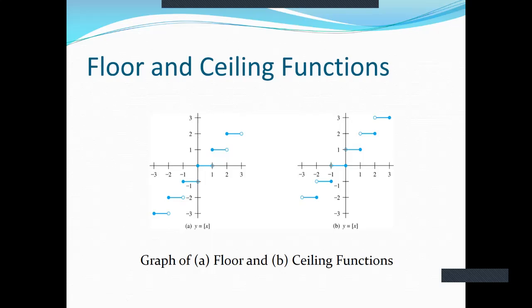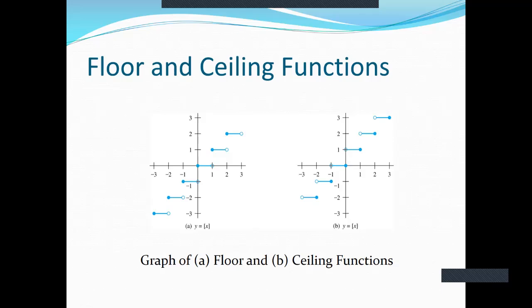If you have a value between 1 and 1.9, that will be rounded to 1. That's why this 1 is included and this 2 is not included, because even if it is 1.9, if you take the floor, that will be 1. Similarly, if you have a value between 2 and 2.9, the floor of 2.1, 2.2, 2.3, 2.4 is always 2. That's why this end is closed and 3 is open.